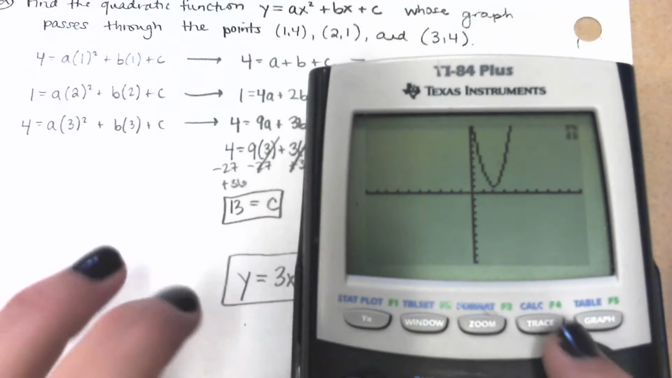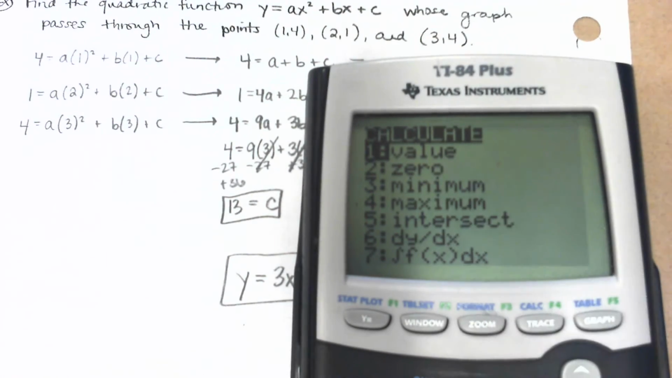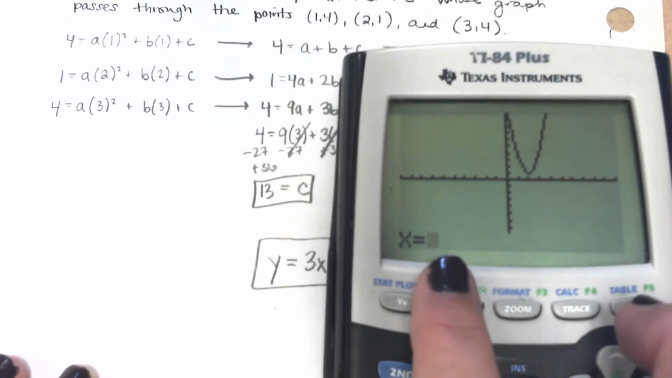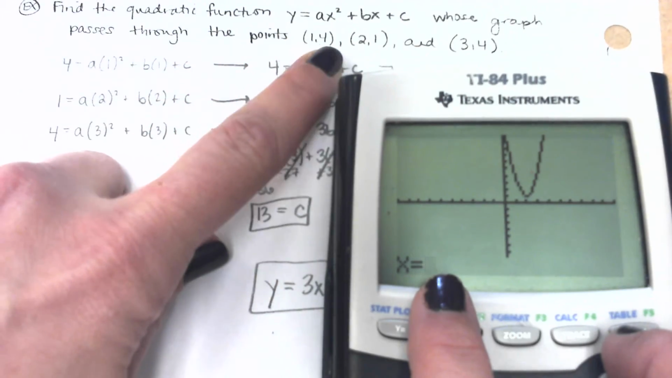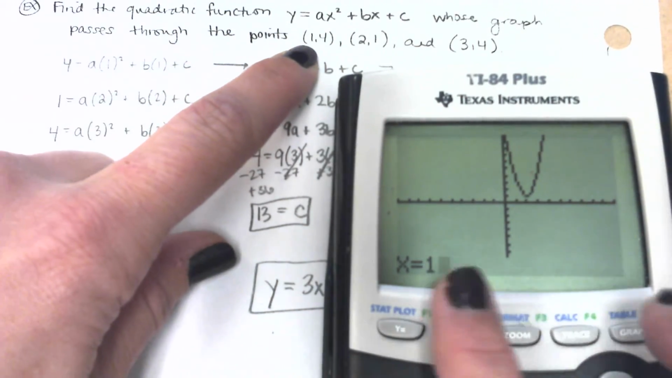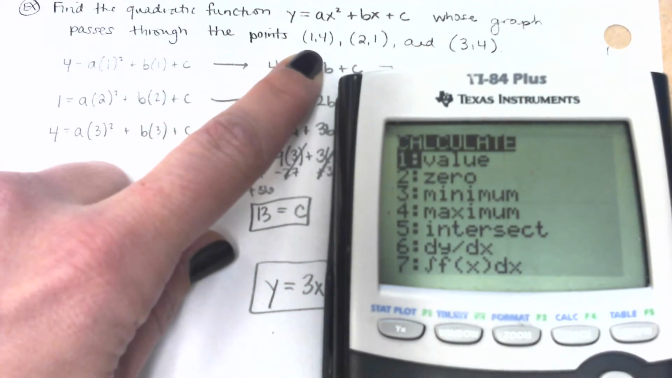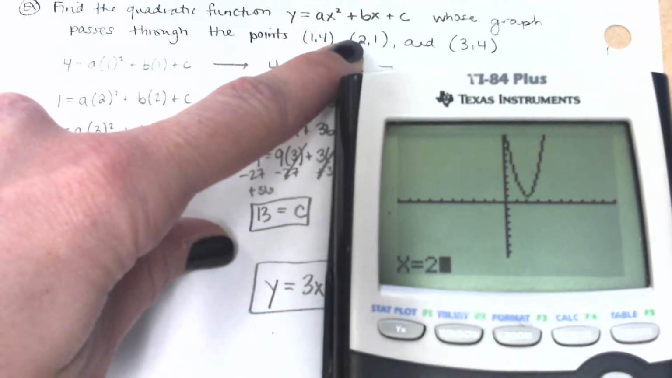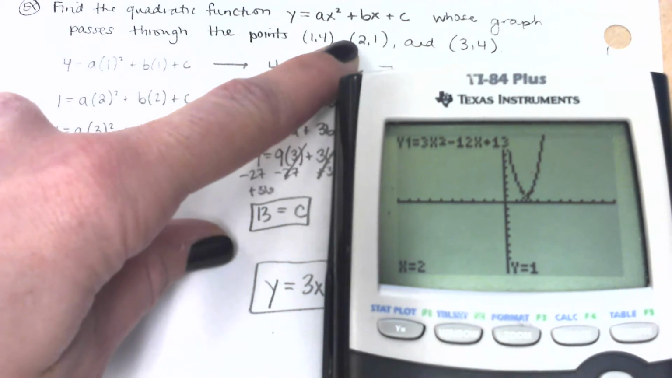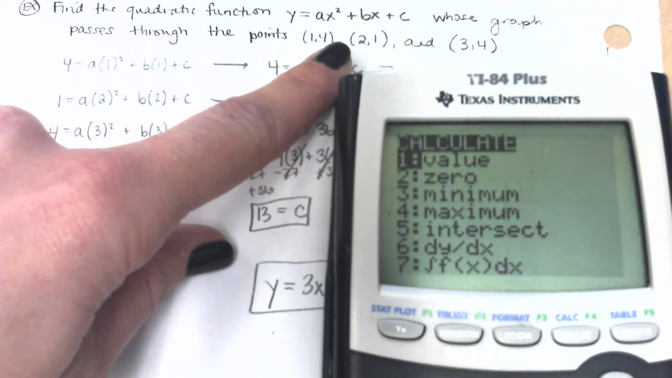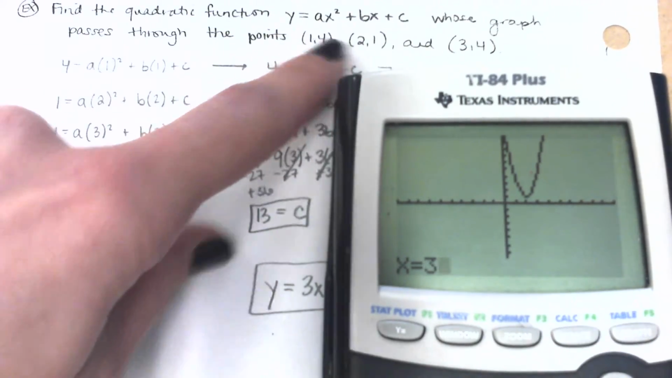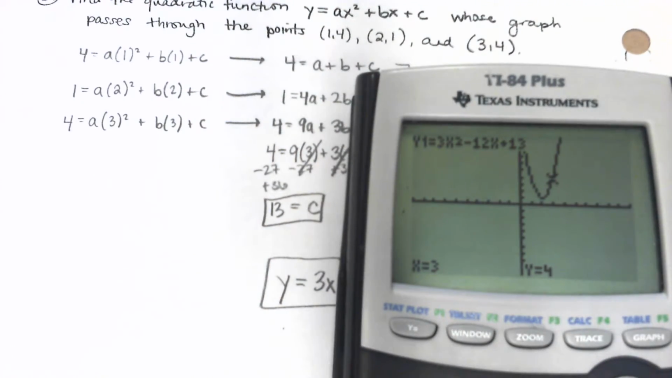So if I do second trace and value, if I want to know the point when x equals 1, it's supposed to be 4. So you put in 1, hit enter, 4. Second trace, value, plug in 2, you're supposed to get 1, you get 1. And then second trace, value, plug in 3, you're supposed to get 4, you get 4.